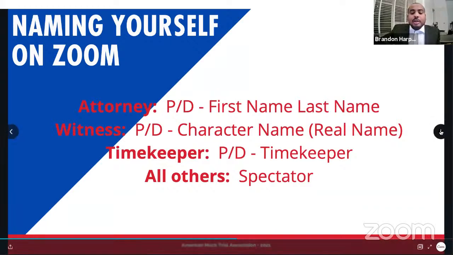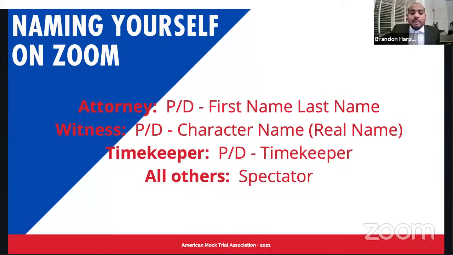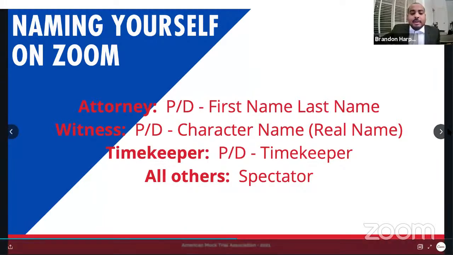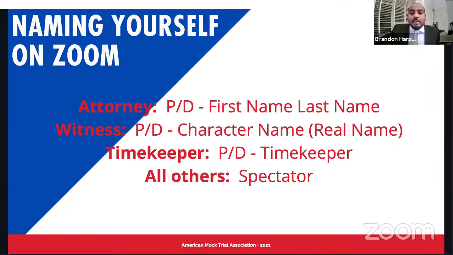First, for attorneys, you should name yourself with P or D, a dash, and then your first name and last name. Witnesses, P or D, a dash, and then the name of your character, and then in parentheses, your actual name. Timekeepers should be P or D dash, and then timekeeper, and everyone else who's in the room should be named simply spectator. And of course, if you'd like to have pronouns after your name, you're certainly welcome to do that, but please adhere to these naming conventions.